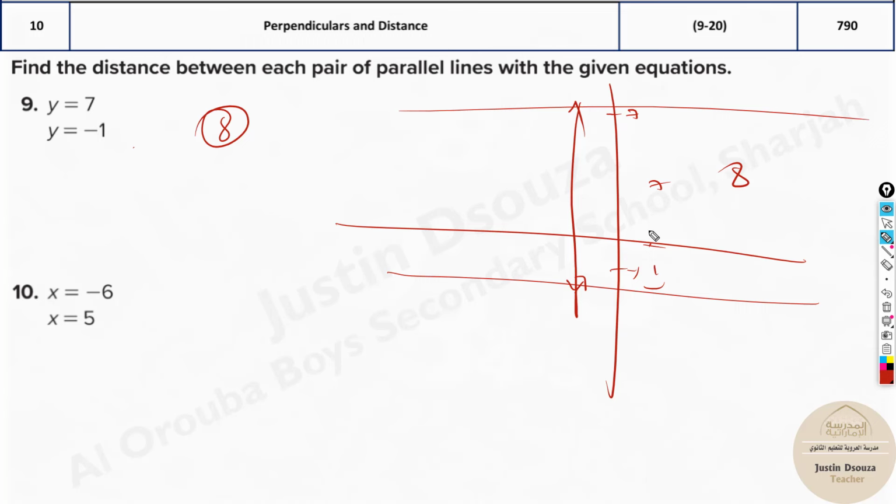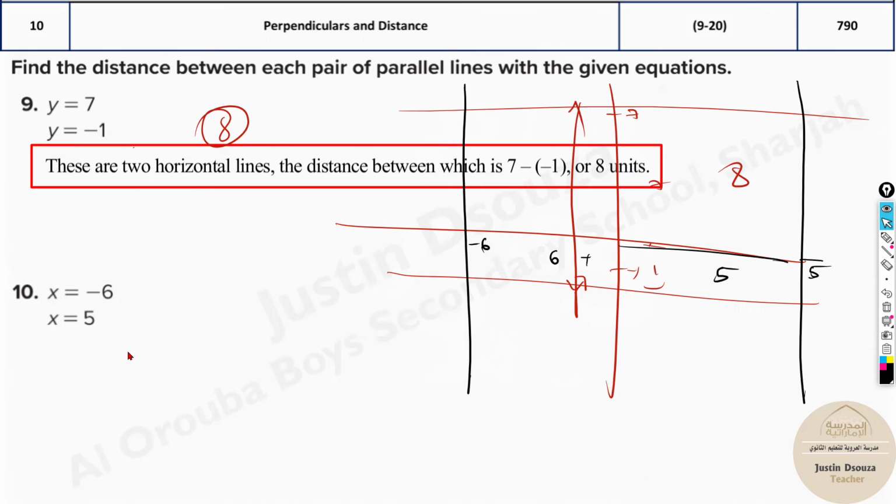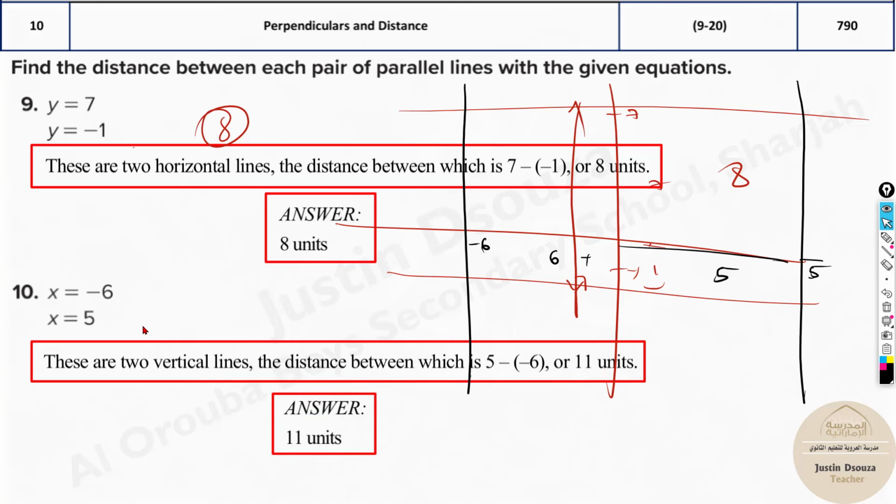It's the same thing, but its lines are like this. I'll draw it in black color. Minus 6 is somewhere over here and positive 5 is somewhere over here. So add the distances up. Though it's minus, it's the distance between these two lines, right? You just add the distance. 6 plus 5 will be 11. So the 11 is the answer over here. 8 units for the first one, 11 units for the second one.